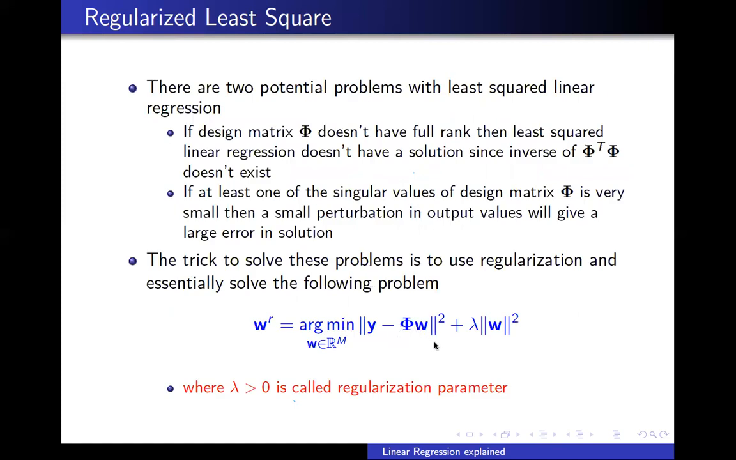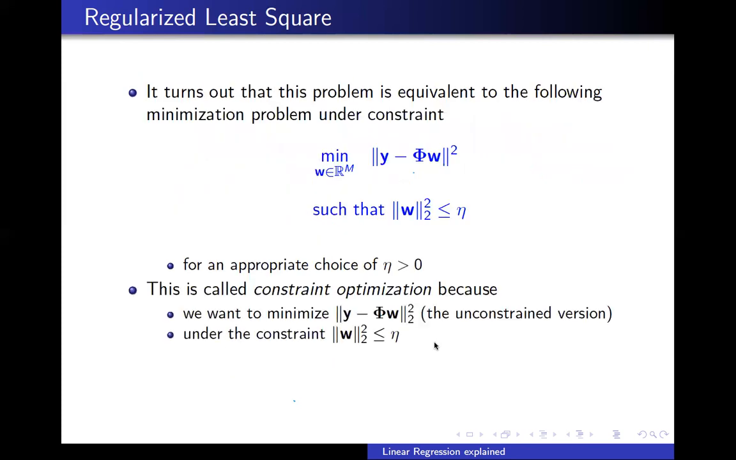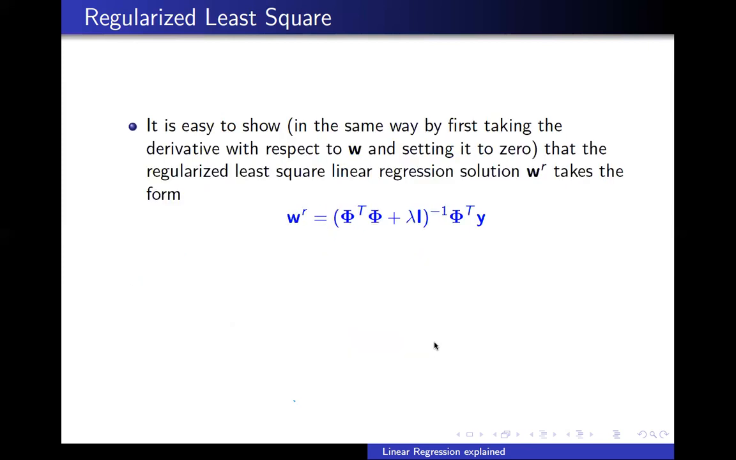Now, if you look at this expression over here, again take the derivative and set it to 0, and in this exact same way you can get a closed form solution. The solution looks something like this: phi transpose phi plus alpha times I, where I is an identity matrix, inverse, and then we have this phi term.